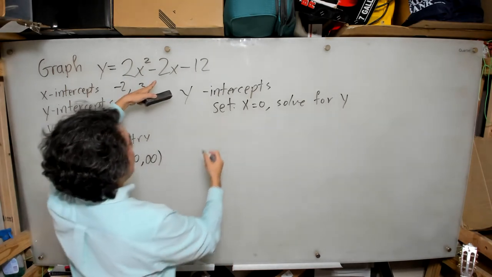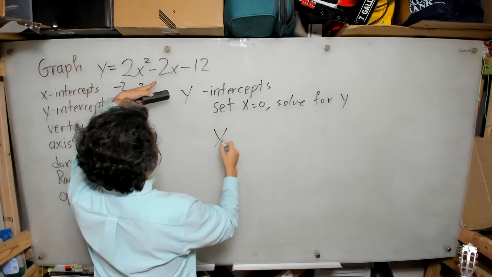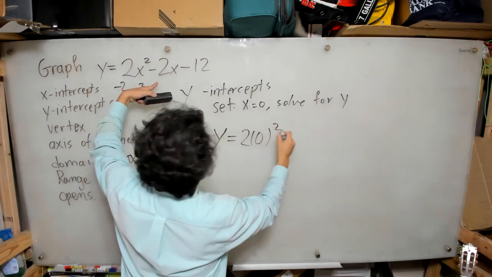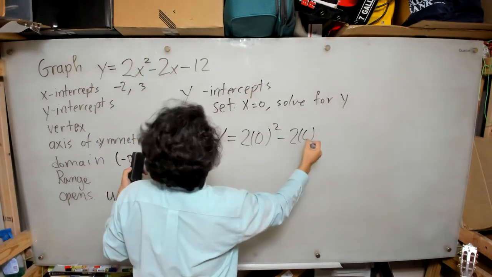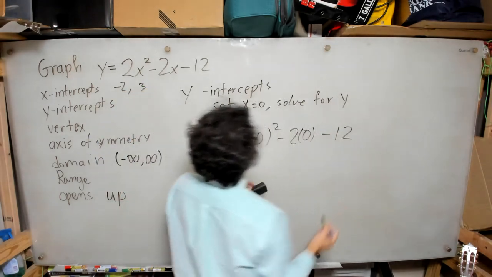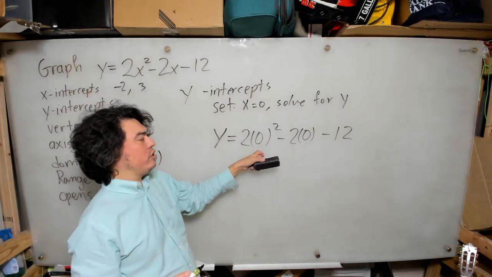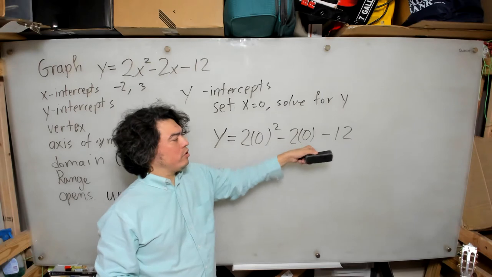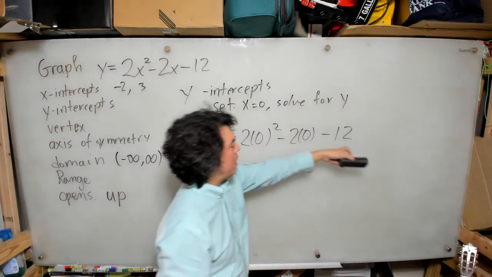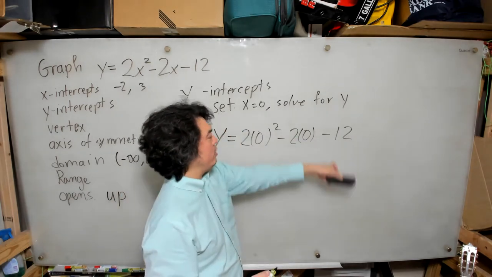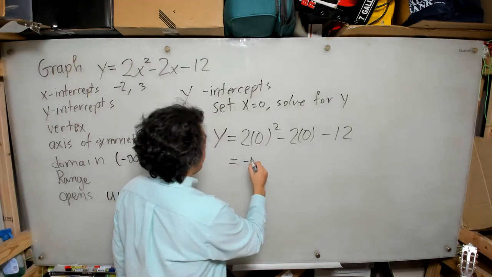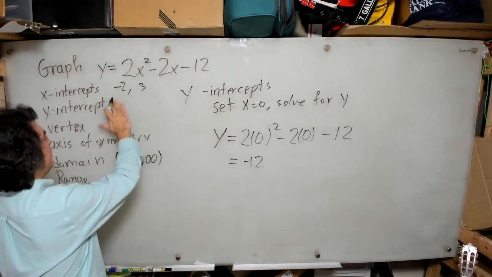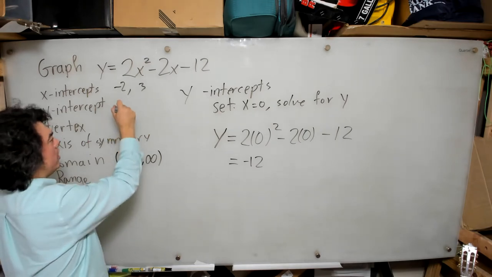So this is my equation of the quadratic. So it's going to be y equals 2 times 0 squared minus 2 times 0 minus 12. Now, we know that 0 squared is going to be 0, 2 times 0 is 0, so that's gone. 2 times 0 is 0, so that's gone, minus 12. So it's 0 minus 0 minus 12. So this gives us negative 12. So we know that our y-intercept, singular, is negative 12.